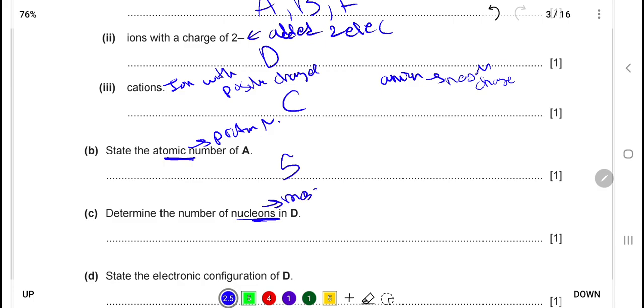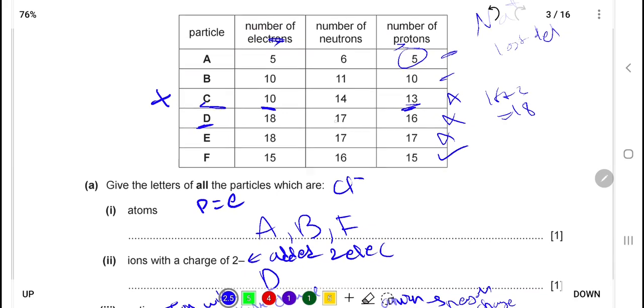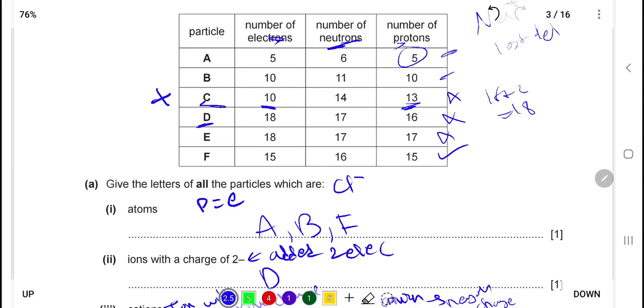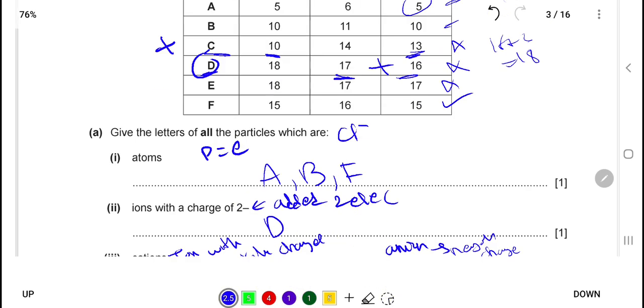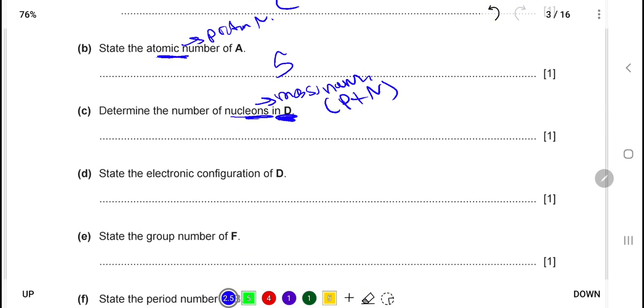And now C, determine the number of nucleons in D. Nucleons is the mass number, which is the protons plus neutrons number. And now in D, it says the neutron and proton number of D. So it's 17 plus 16, and your answer is 33.